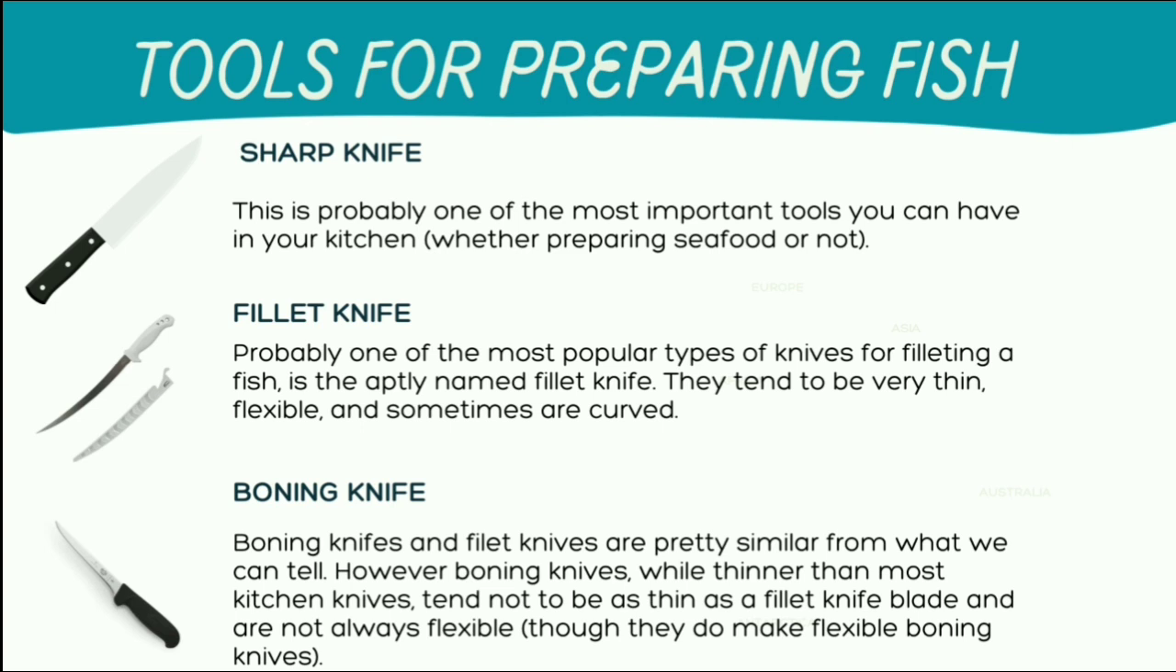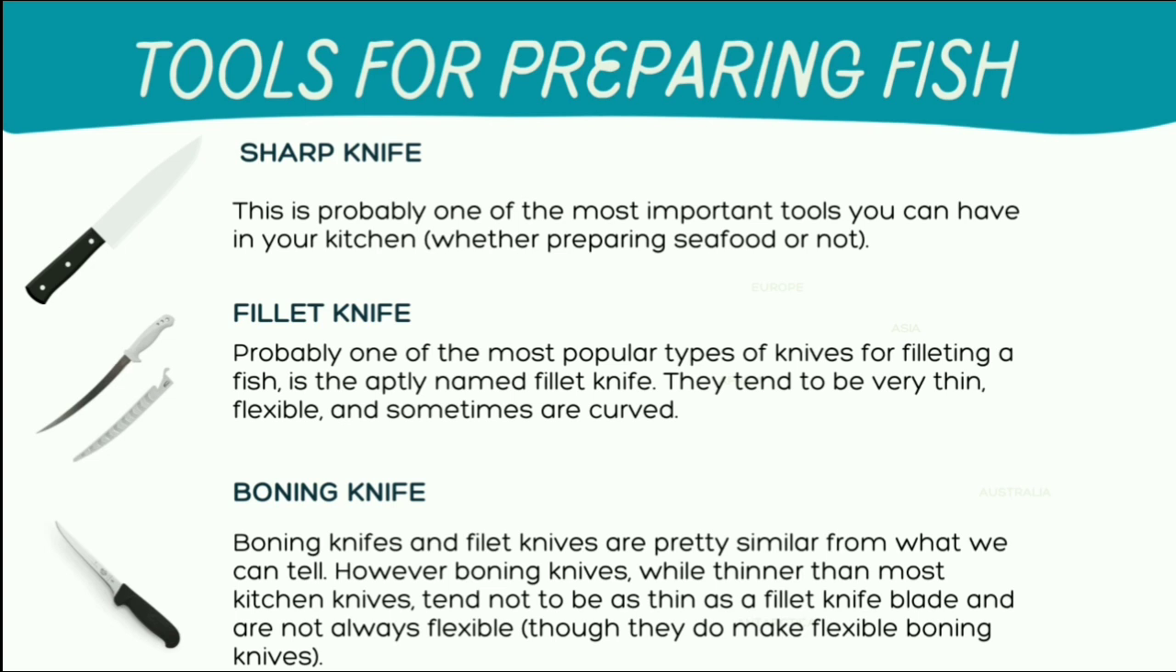Number 2, fillet knife. Probably one of the most popular types of knives for filleting a fish. They tend to be very thin, flexible, and sometimes are curved. They work well for removing the skin from a fillet and getting close to the bones when filleting. Your fillet knife doesn't have to be expensive or fancy, as long as you keep it sharp.